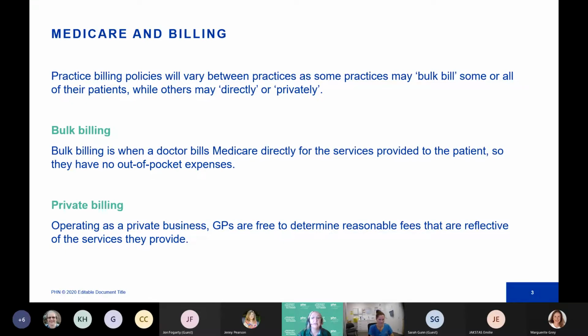So private billing, operating as a private business. So GPs are free to determine reasonable fees that are reflective of the services that they provide. So different GPs will charge different fees. So where a practitioner provides a number of services on one occasion, they can choose to bulk bill some or all of these services and privately charge a fee for other services in excess of the Medicare rebate.